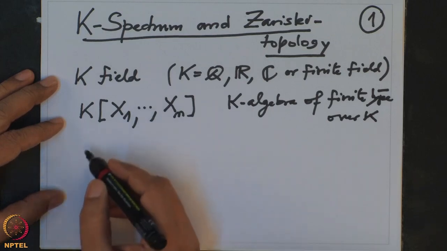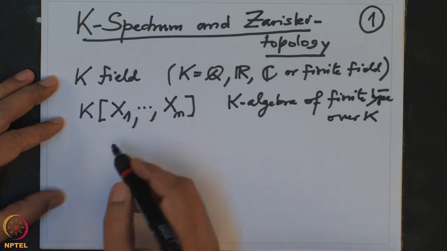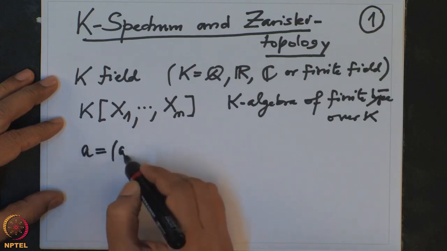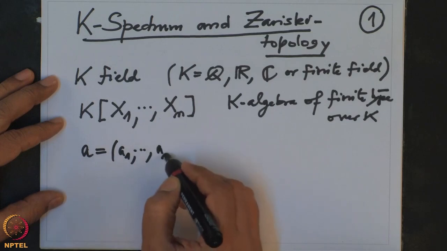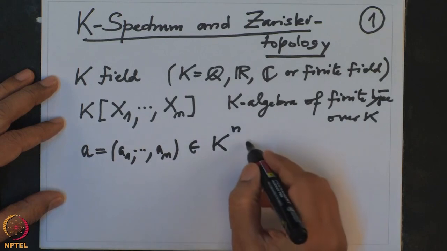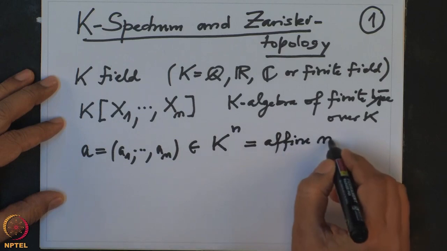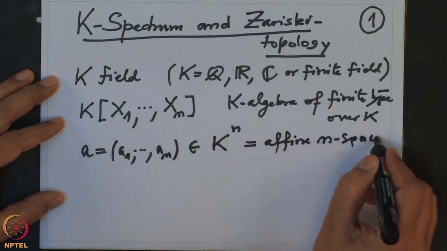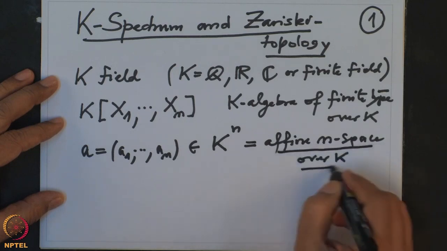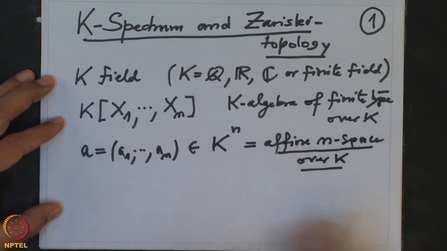So we have seen that the universal property of the polynomial algebra says that if I have any point a = (a1, ..., an), this is a point in k^n. This k^n is also sometimes called affine n-space over k. The coordinates are in k. These are the tuples whose coordinates are in k. Therefore, it is called affine n-space over k.